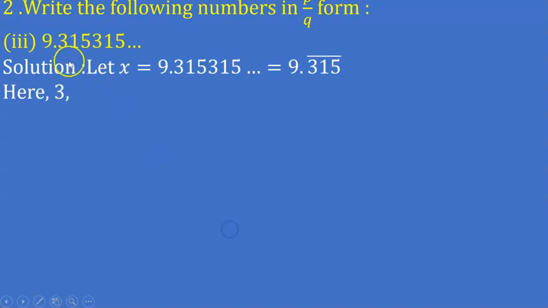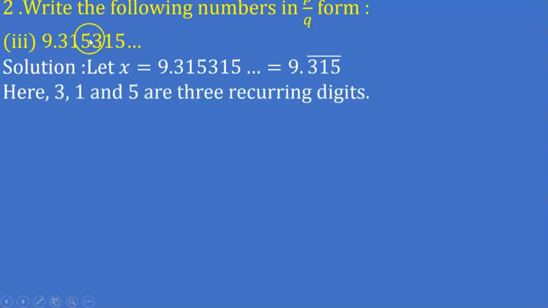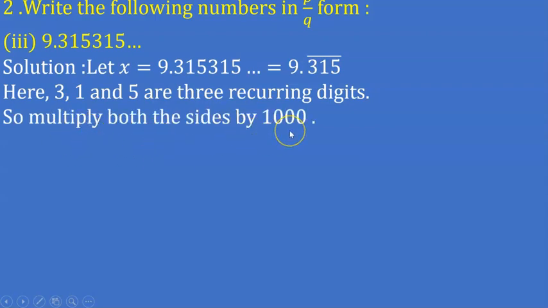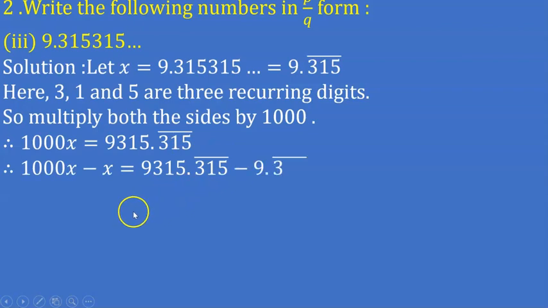Now next, 9.315... Let us suppose x is equal to 9.315..., and that can be written as 9.315 recurring. Here 3, 1 and 5 are 3 recurring digits. So multiplying both the sides by 1000, you will get 1000x equal to 9315.315 recurring. Okay. Now subtract x equal to 9.315 recurring from this equation.